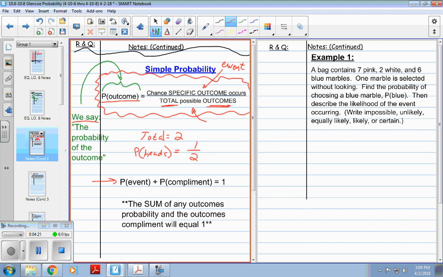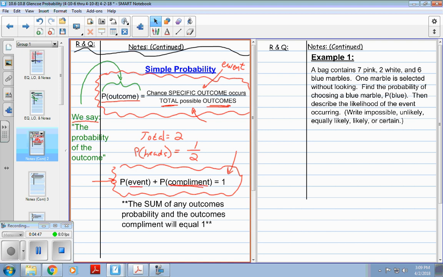The complement to heads being flipped, a complement is something that goes along with something else, is also 1/2 because the probability of tails being flipped is 1/2. It's important for us to learn this little formula down here. Anytime you combine the probability of an event happening and its complement happening, it will always equal the number 1.